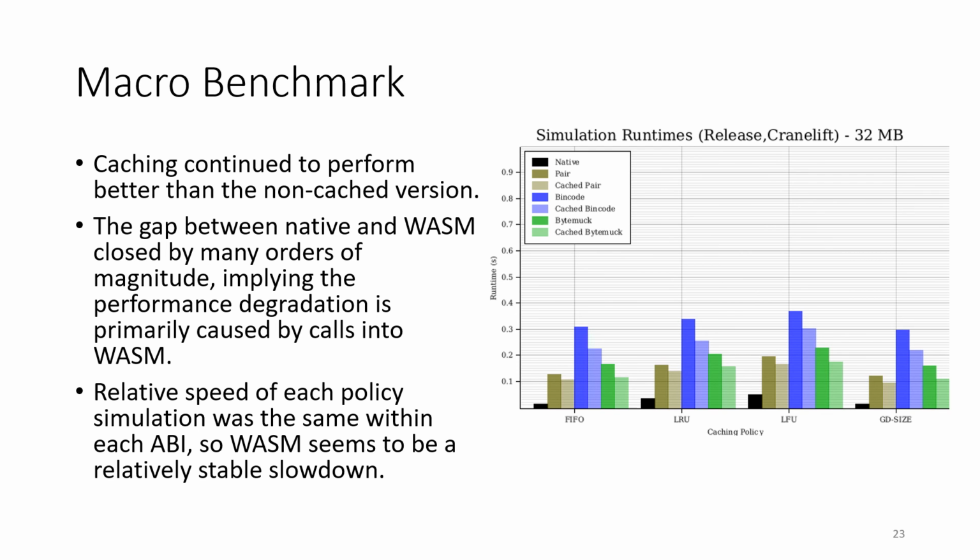The gap between the native and WebAssembly implementations closed by many orders of magnitude, which implies that the performance degradation is primarily caused by the calls into WebAssembly, and not just the relative slowdown noticed by the University of Massachusetts paper. This slowdown appears to be relatively consistent, however, as the relative speed of each policy simulation was the same within a given ABI. For example, the least frequently used implementation was the slowest for each of the 6 ABIs we tested. The performance difference between each of the ABIs also shrank somewhat, most likely because the WebAssembly code is performing real work instead of a simple multiplication.